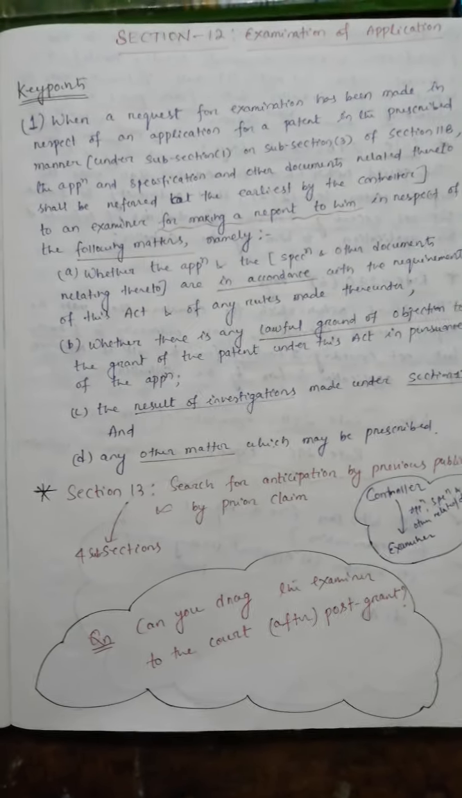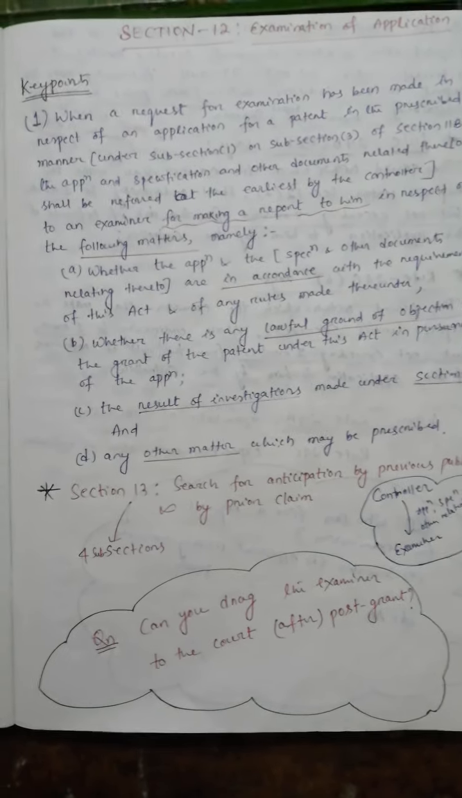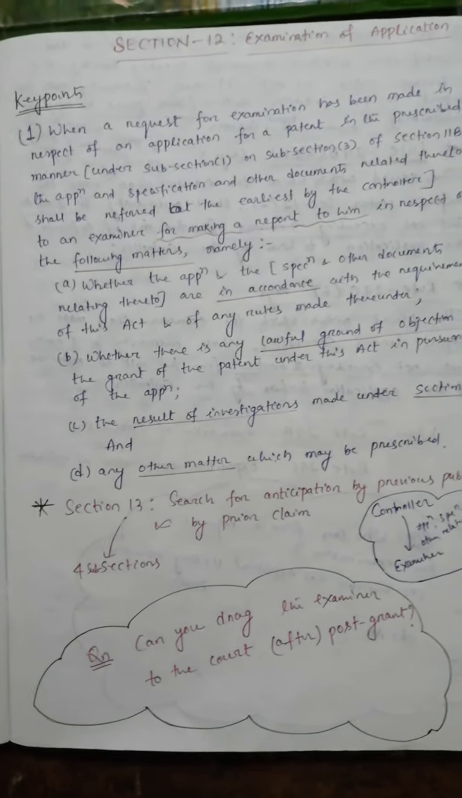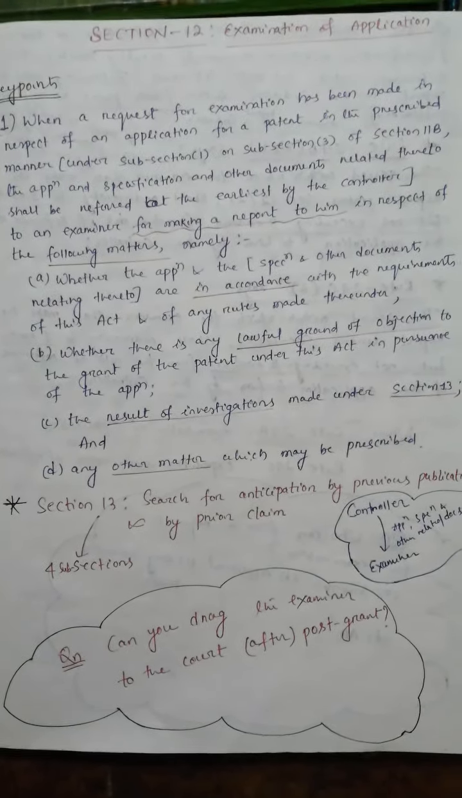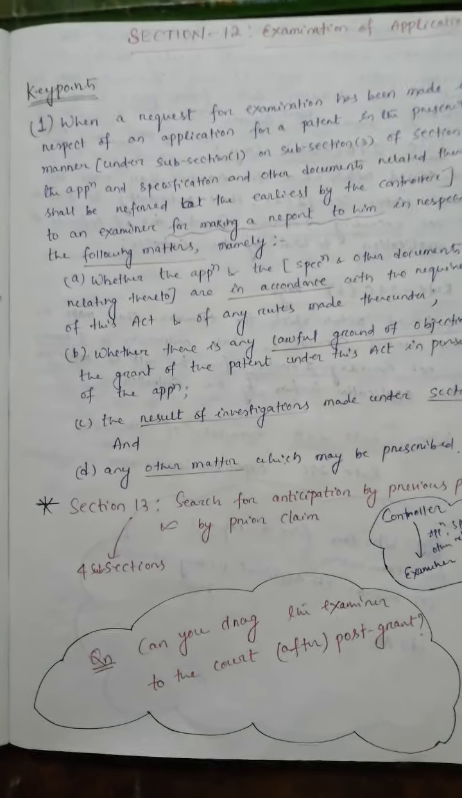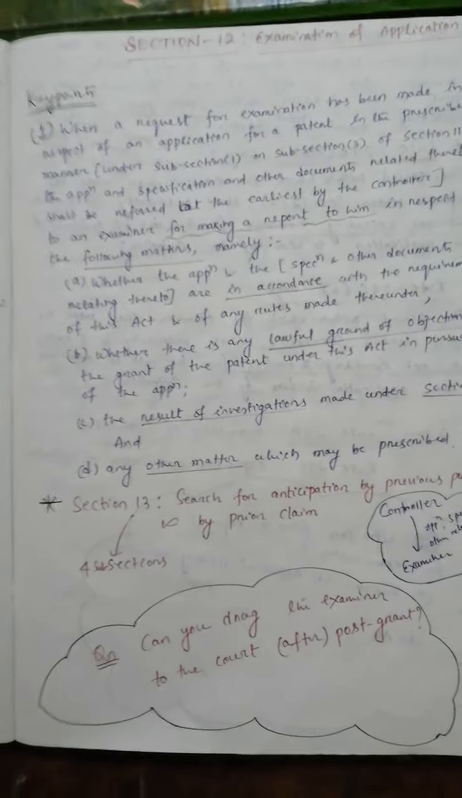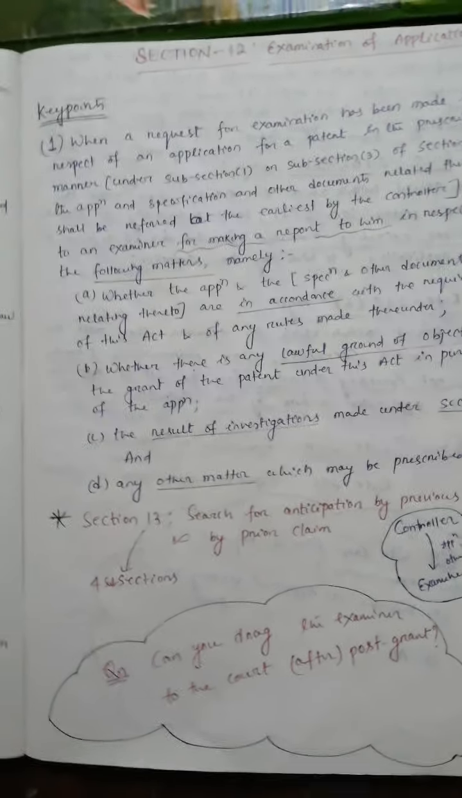Dear friends, today I will explain Section 12 of Chapter 4 of the Indian Patents Act, 1970. The title of Section 12 is Examination of Application. I will explain all the subsections through my key points. So, please go through the bare act as well.